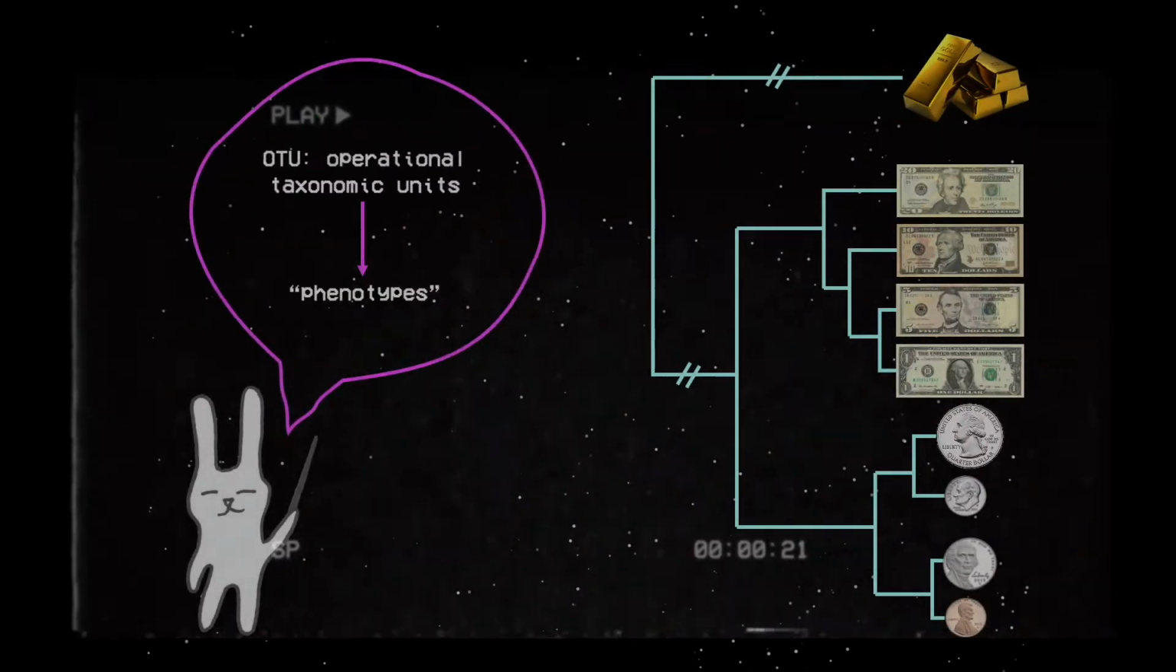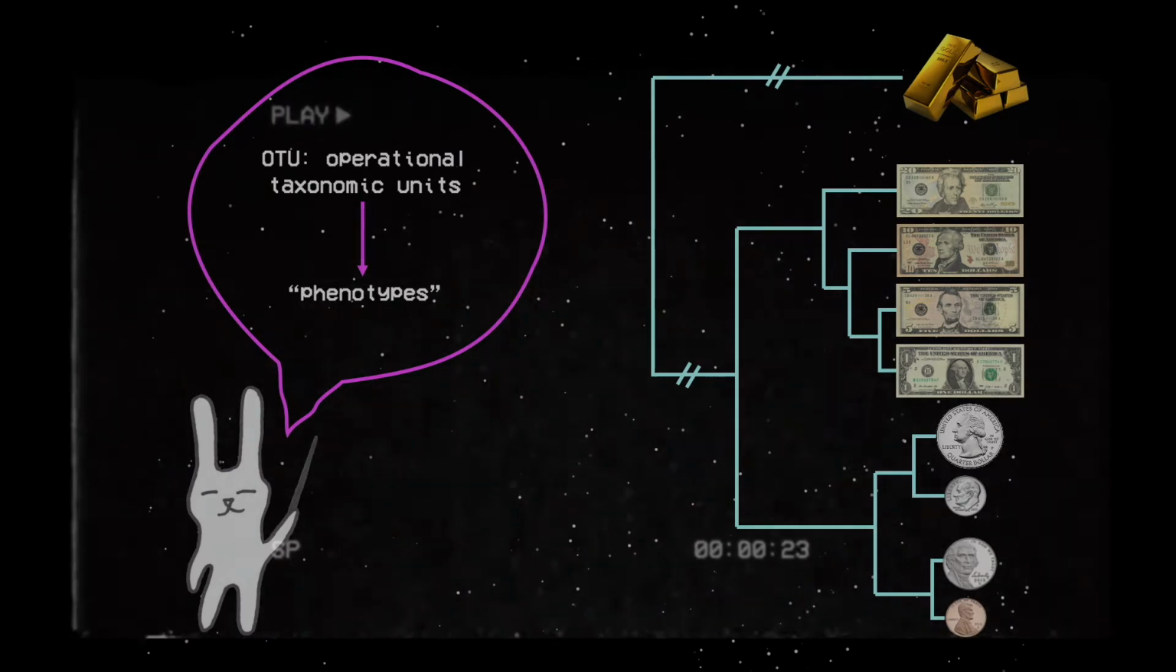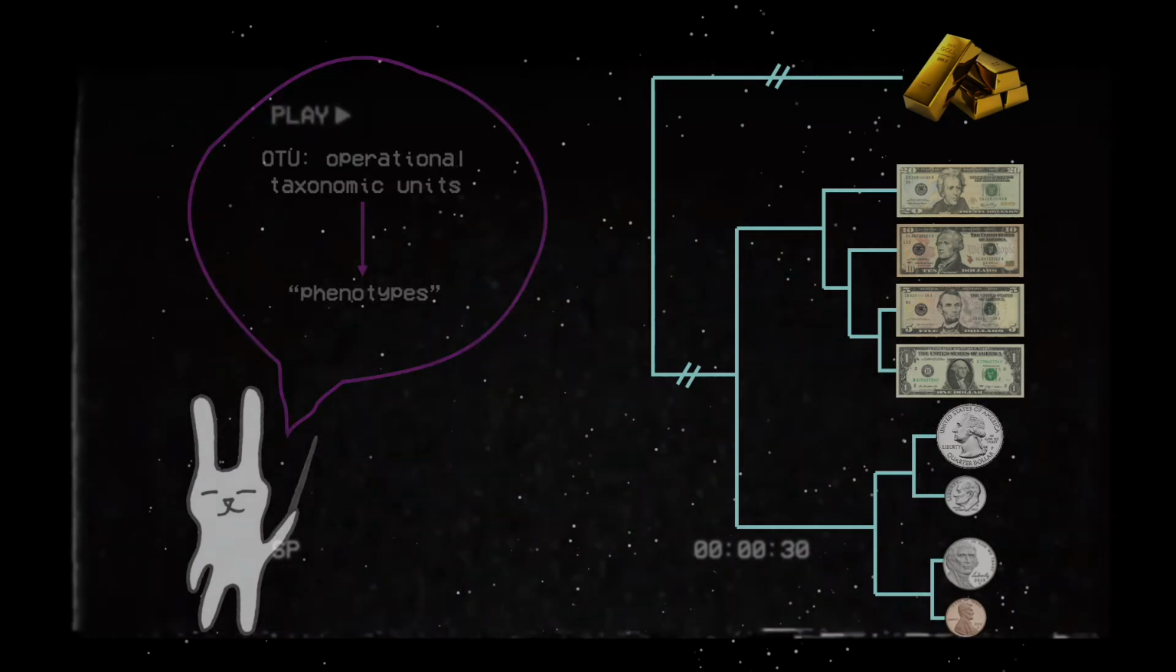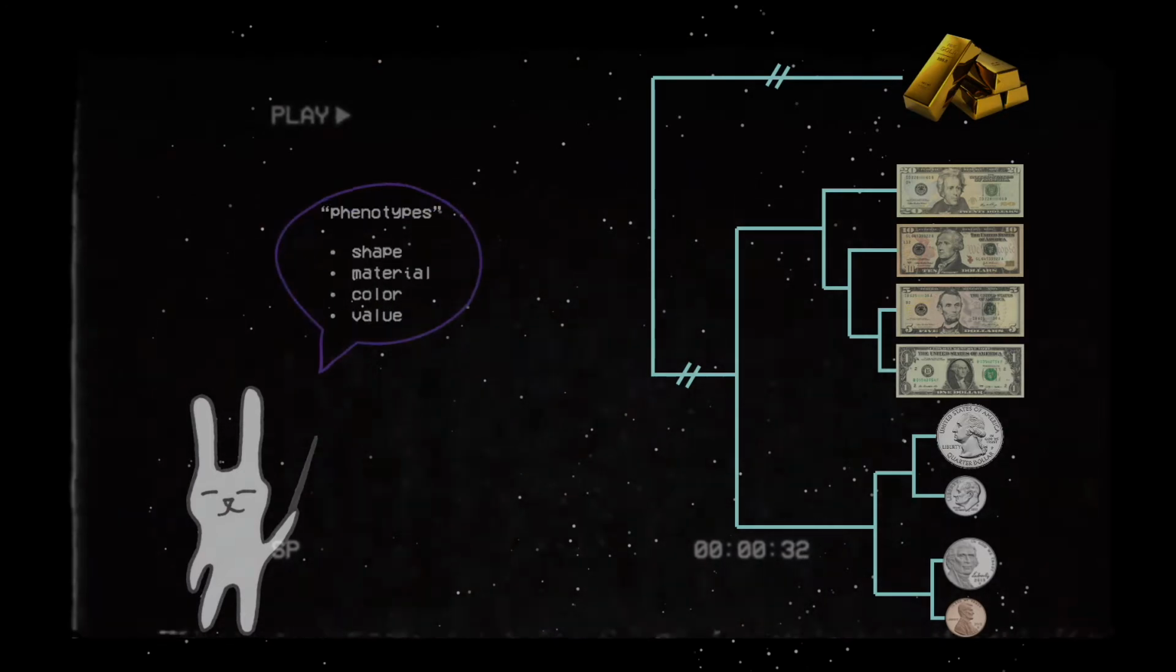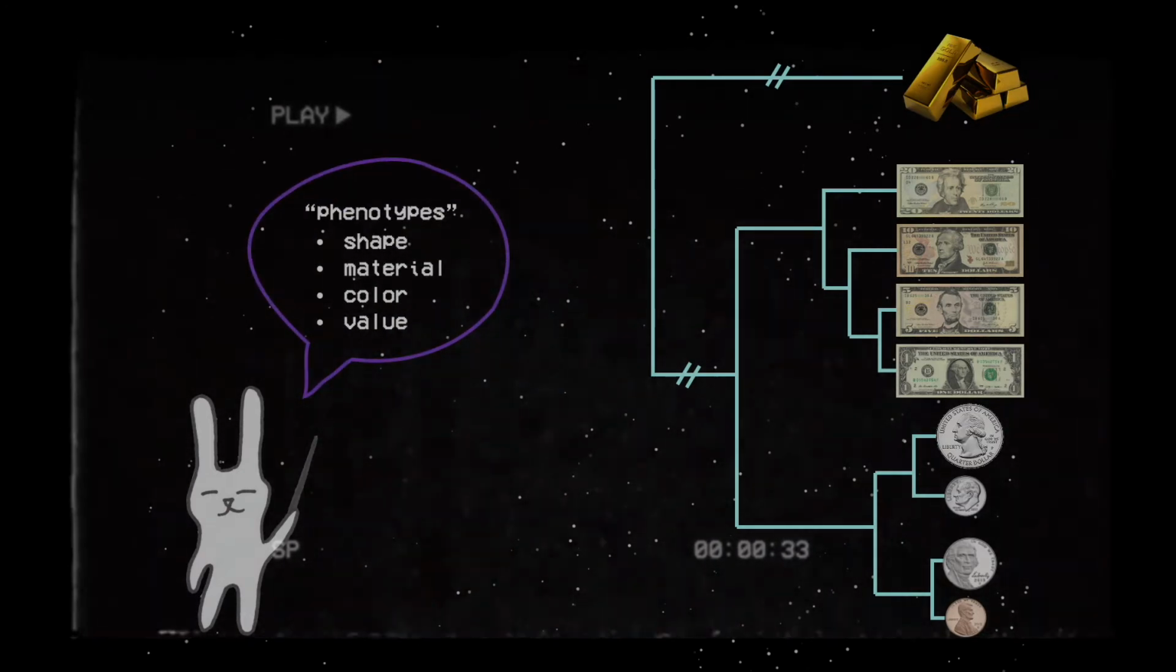Although you typically look at the degrees of similarities or differences in DNA sequences of OTUs, which stands for Operational Taxonomic Units, this phylogenetic tree was created by looking at the phenotypes of the items to group them instead. The phenotypes of the items were shape, material, color, and value.